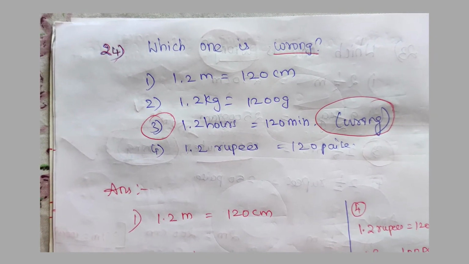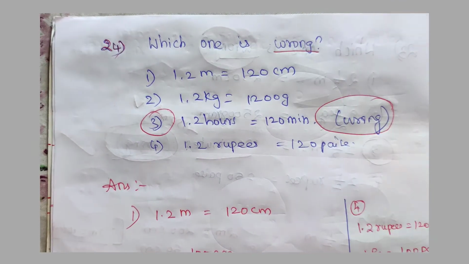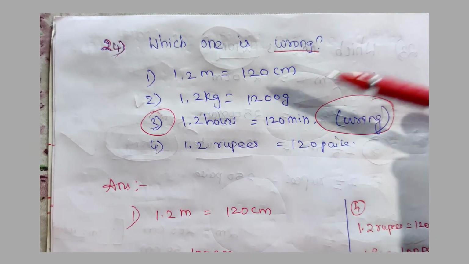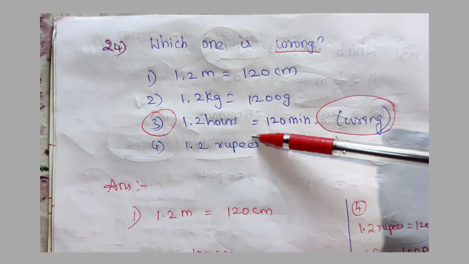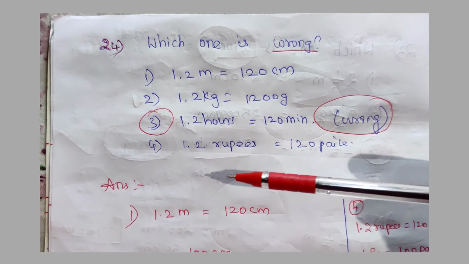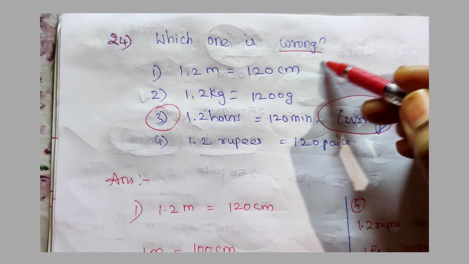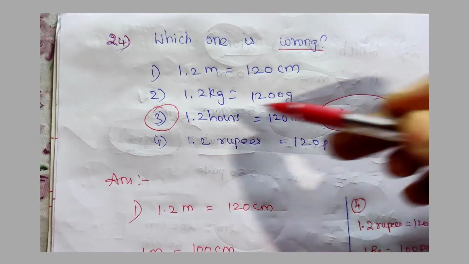The next question is also more or less the same. Which one is wrong? 1.2 meter equals 120 centimeter is right. 1.2 kg equals 1200 grams is also right. 1.2 hours is equal to 120 minutes, that is wrong, I will explain. 1.2 rupees is equal to 120 paisa. First see all the correct options. Here also they have asked for the wrong one. The third option is wrong, I will explain how.